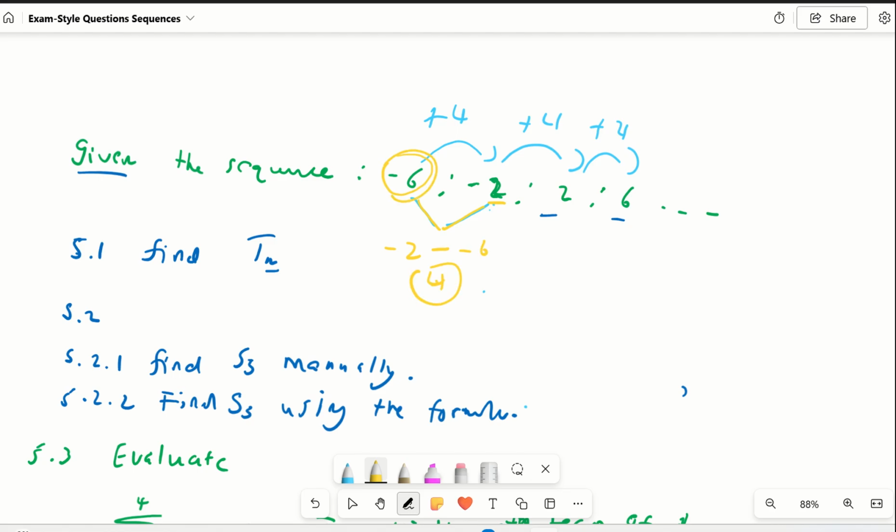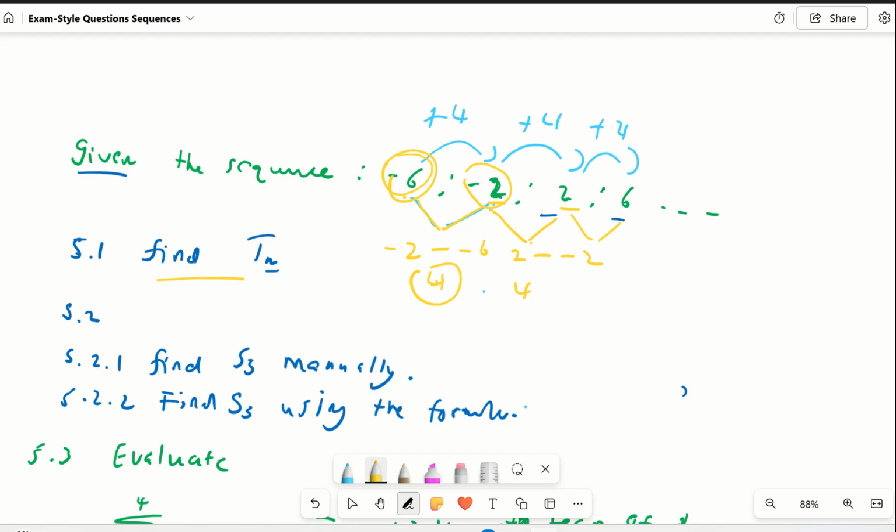This gives us positive 4. It means they added a 4 onto minus 6 to get minus 2. We do the same there just to check if it's the same number. So we go 2 minus the previous number, which is minus 2. That gives a 4. Same there, it gives us a 4. So therefore, this is an arithmetic sequence.